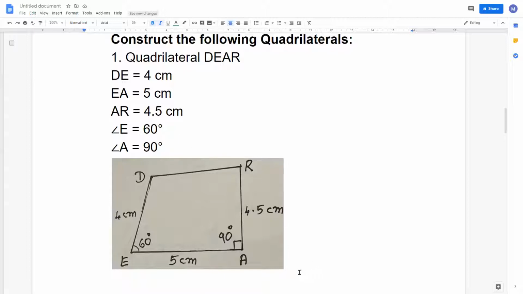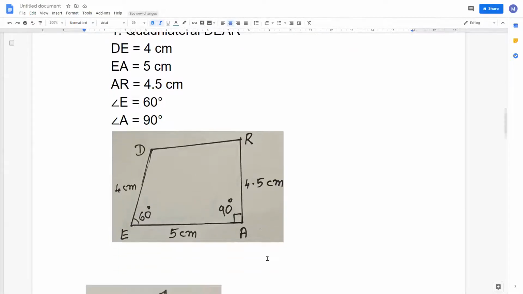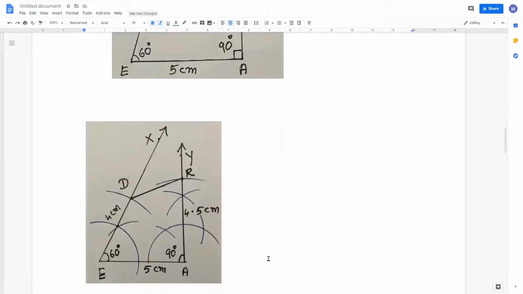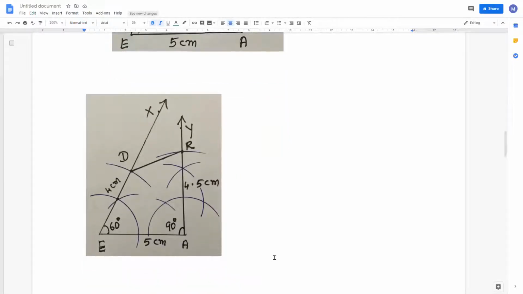And I have drawn the rough diagram here. See, it is a quadrilateral, you can draw in any shape. Quadrilateral D, E, A, R, drawn. Now write the given measurement, DE equal to 4 cm, EA equal to 5 cm, AR equal to 4.5 cm. Angle E here marked 60 degree and angle A marked 90 degree. This is the rough diagram. And the completed diagram also I am showing. After that I will show how to construct through the video.